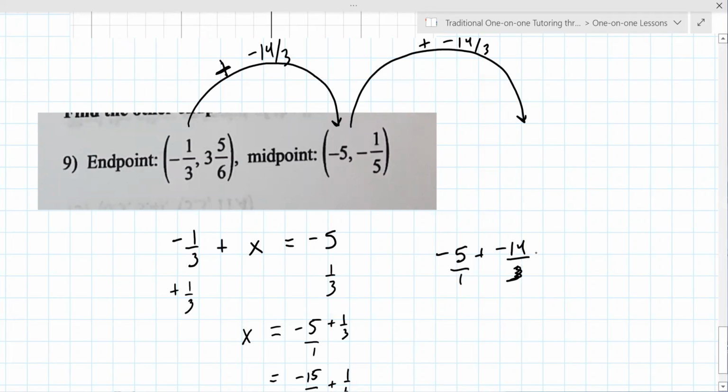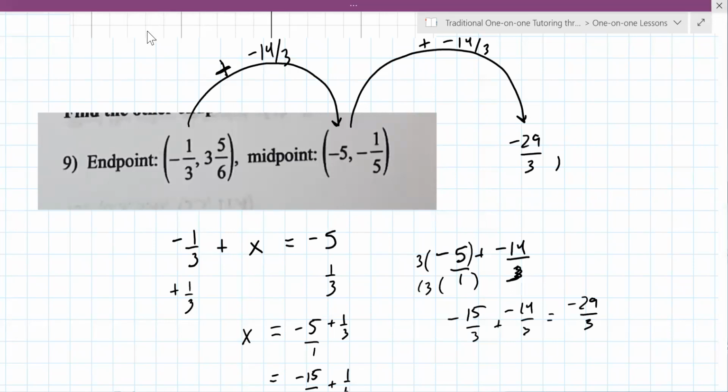So again, you have to add, unlike denominators, you have to make them the same. So you multiply top and bottom by 3. So it's -15/3 plus -14/3 is -29/3. So that's your other endpoint. But that's just the x value.